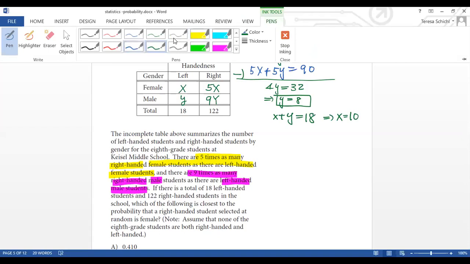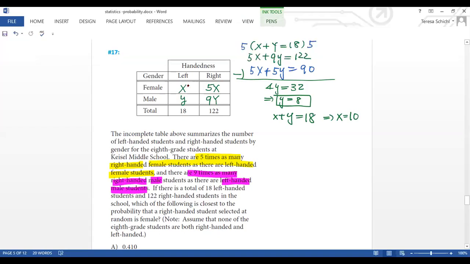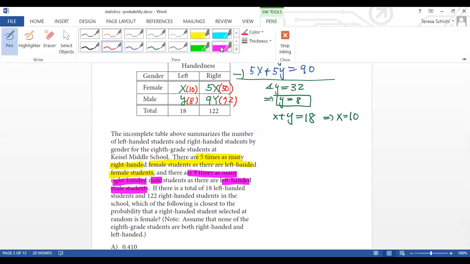Okay, so now let's write it. We know x equal to 10 and y equal to 8, right? So 5x, what is it here? This is 50, right? And the 9y, y is 72. So we finally finished the table. Now let's take a look at the reading part here.